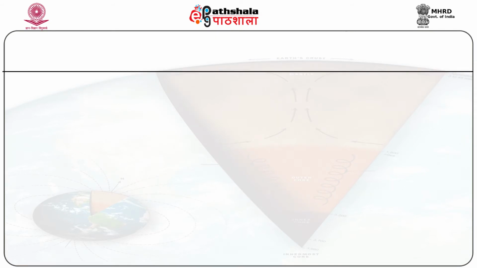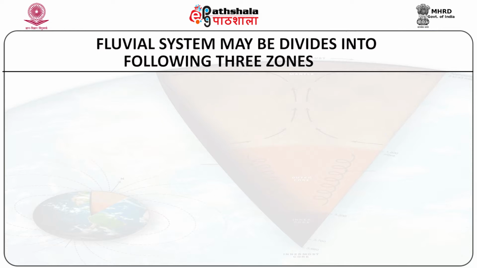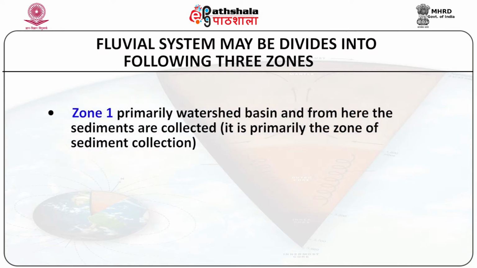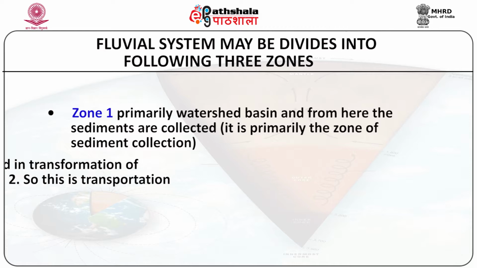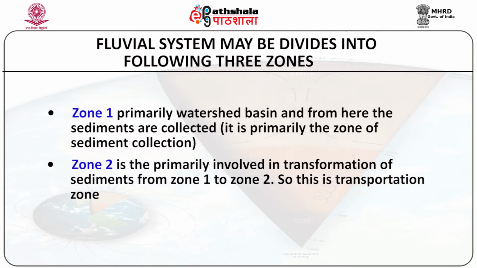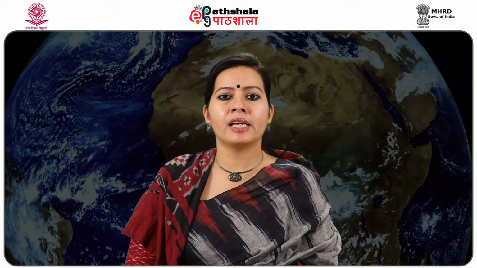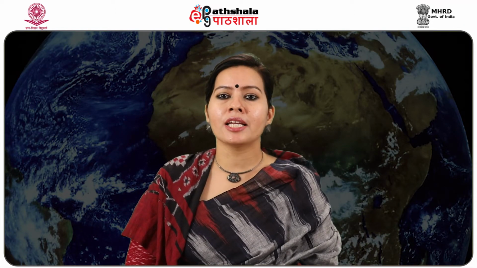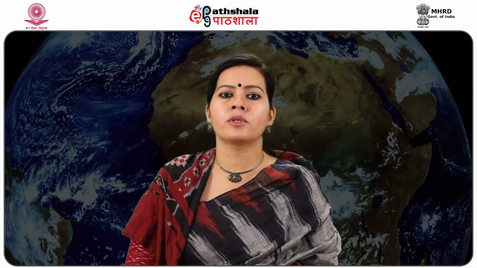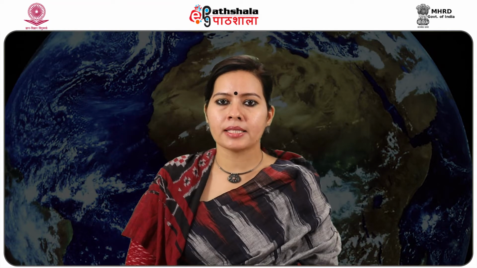First, fluvial system. Fluvial system may be divided into the following three zones. Zone 1 is primarily the watershed basin, and from here the sediments are collected. It is primarily the zone of sediment collection. Zone 2 is primarily involved in the transfer of sediments from zone 1 to zone 3. This is the transportation zone. Zone 3 is where these sediments finally sink and get deposited. So, this is primarily the zone of deposition. In all three zones, the interaction of processes and the landforms found in different zones create complex landscape structures.